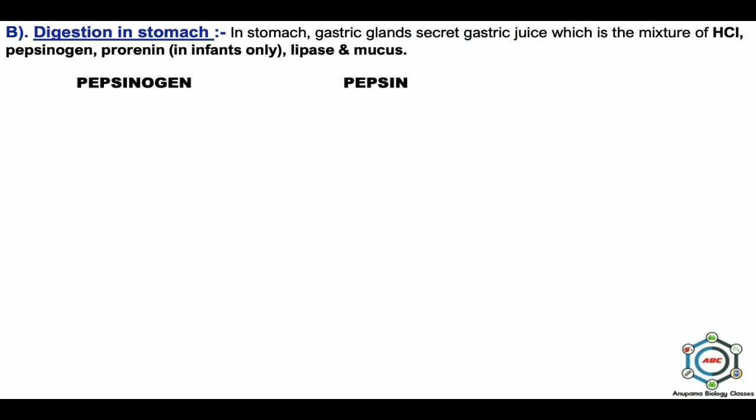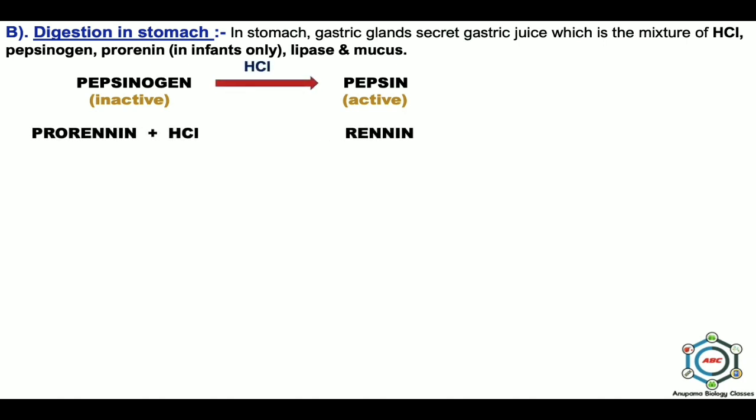Then the chief cells start secreting pepsinogen. Pepsinogen is the inactive form of the protein-digesting enzyme, which is converted into the active form, that is pepsin, with the help of HCl. And prorenin is also present in infants. It is also an inactive form, which is converted into renin with the help of HCl.